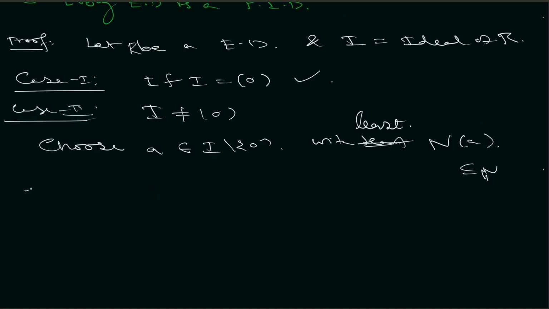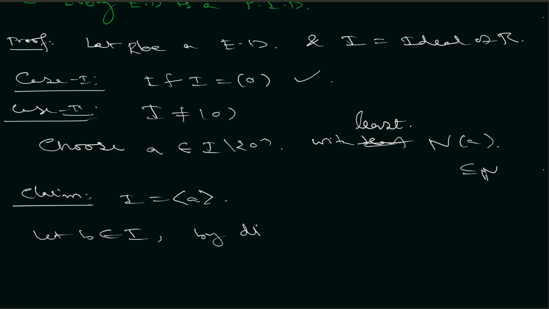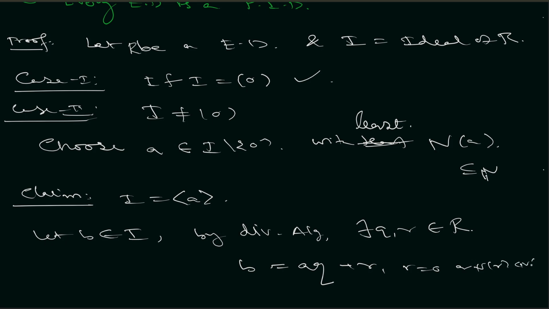So my claim is this I is generated by a single element, which is A. Suppose B is another element in I. By the division algorithm, because you are in a Euclidean domain, there definitely exist Q and R inside the ring R such that B can be written as AQ plus R, with R is 0 or norm of R is less than norm of A.